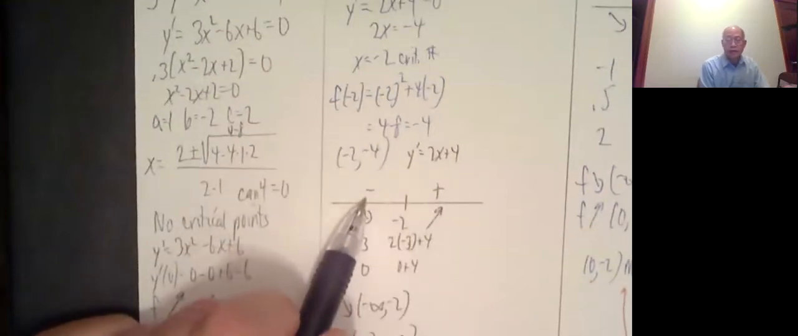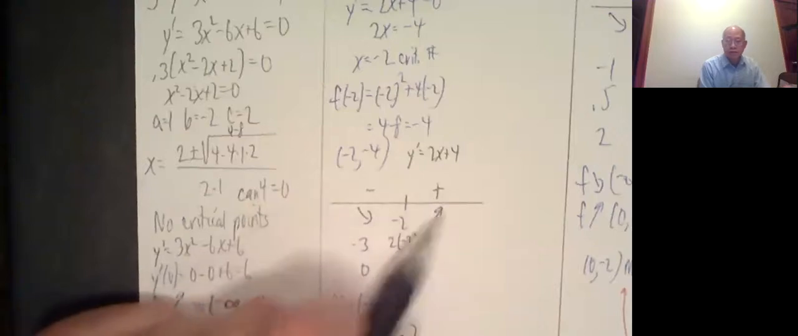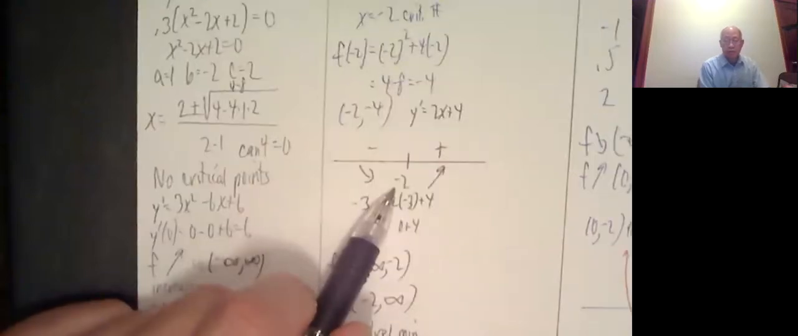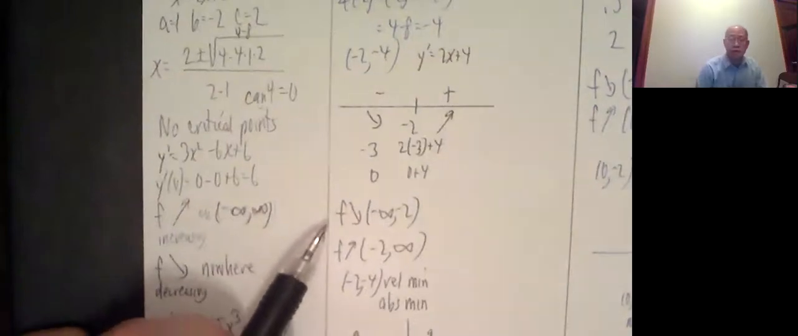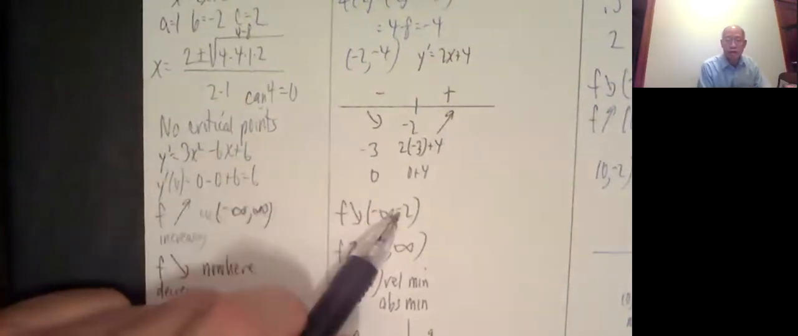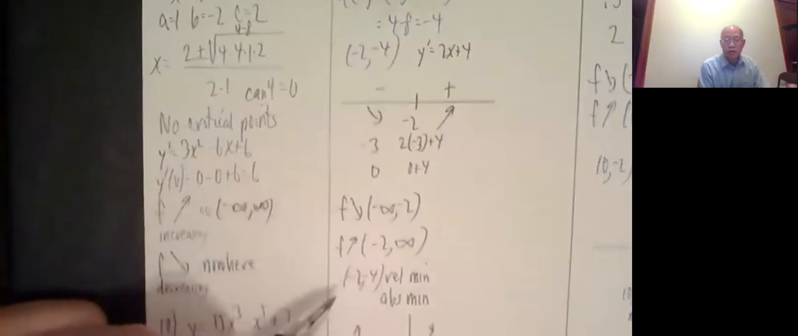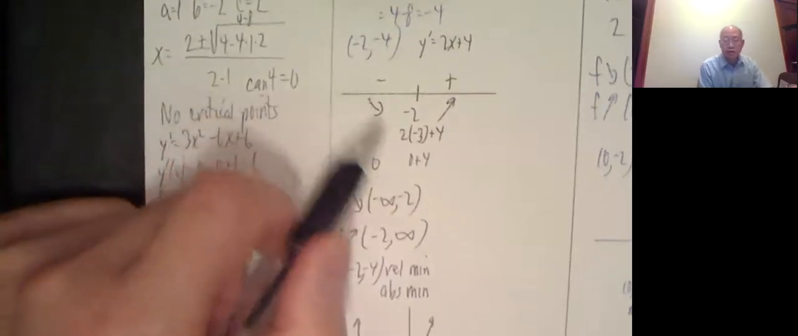Okay, so negative derivative means decreasing. Positive derivative means increasing. So that makes this a minimum point. It goes down, then goes up. Okay, so these are intervals of increase and decrease. The function's decreasing from negative infinity to negative 2, and it's increasing from negative 2 to infinity. So that means negative 2, negative 4 is a relative minimum.